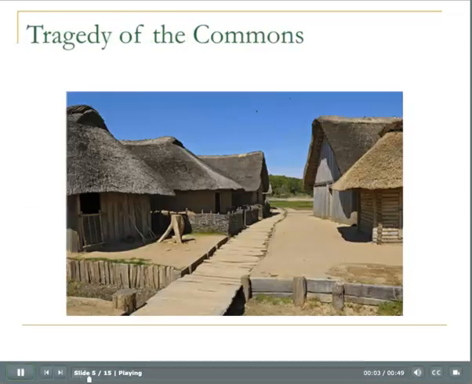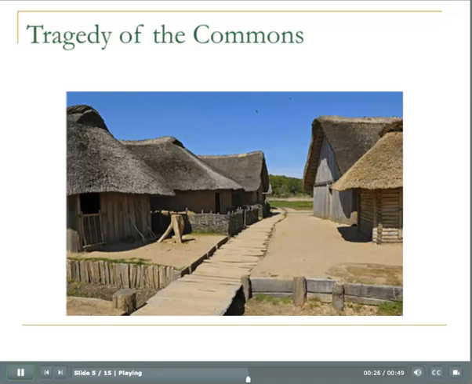To begin, let's engage in a thought exercise called the tragedy of the commons. This example was first given by an economist named William Foster Lloyd in the 1830s and then popularized by an ecologist named Garrett Hardin in the 1970s. It's useful to illustrate a few of the concepts we want to begin with.